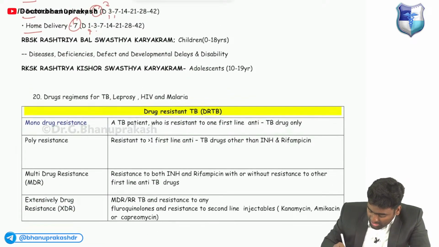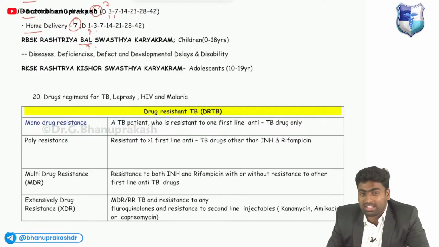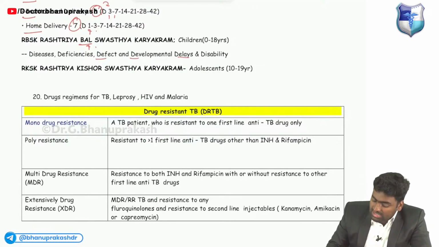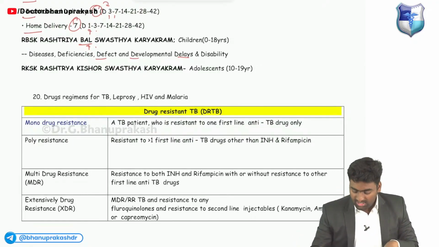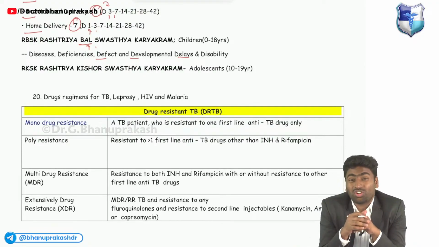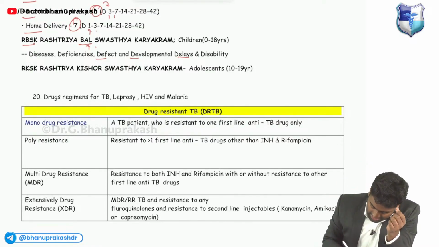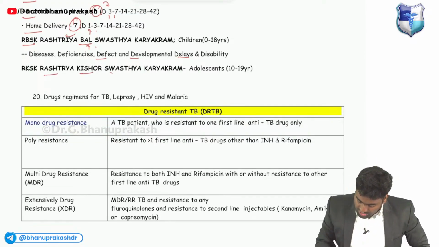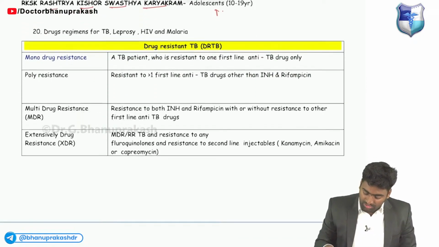And next one, which is Rashtriya Bal. Bal means children. So here it will screen for the 4 Ds in children, which include diseases, deficiencies, developmental delays, and any congenital defects. They will ask you: the congenital defect in a child between the age of 0 to 18 years is being monitored or taken care of by which of the following programs? It is RBSK, Rashtriya Bal Swasthya Karyakram. Then Rashtriya Kishor Swasthya Karyakram is for adolescents. Okay, just remember. Right?